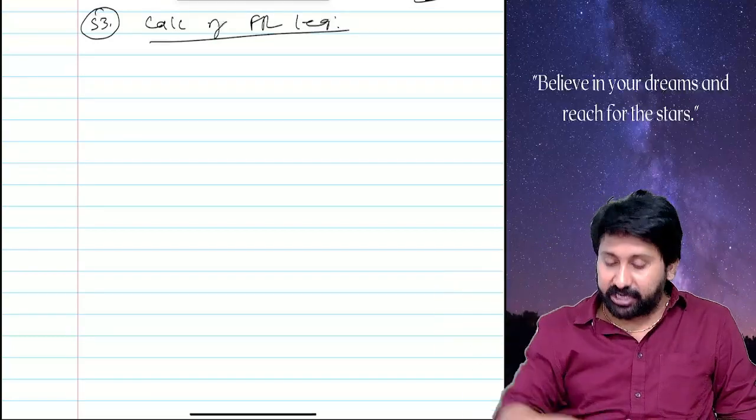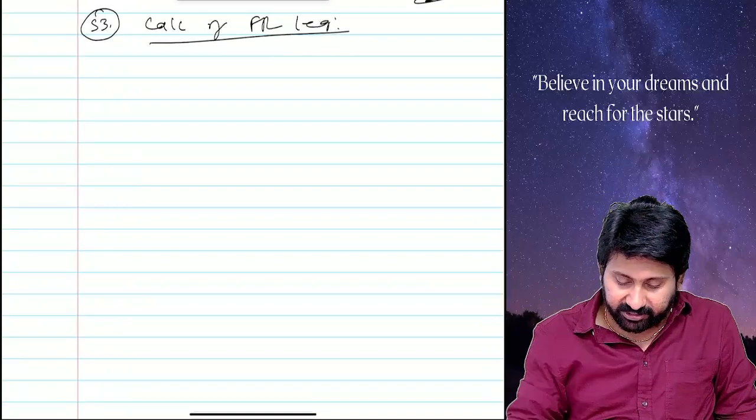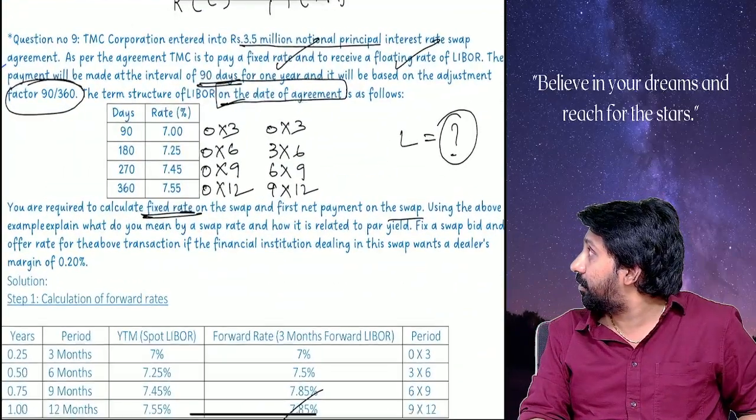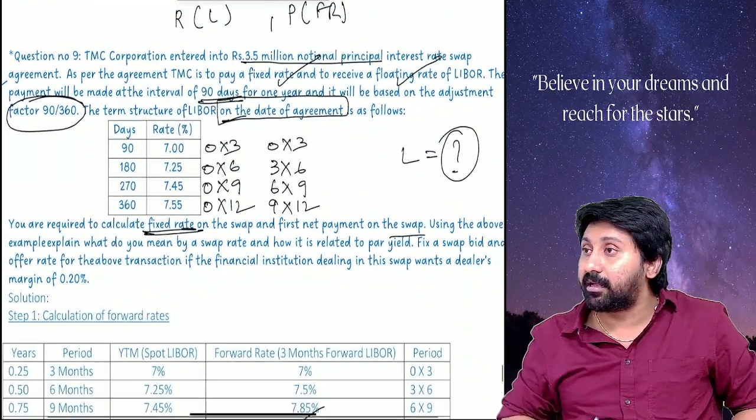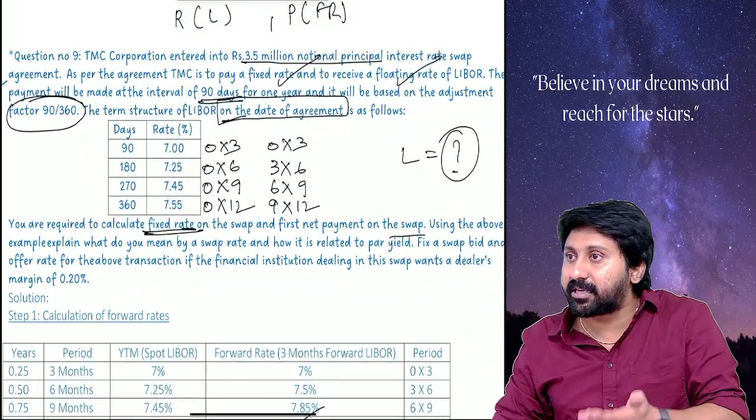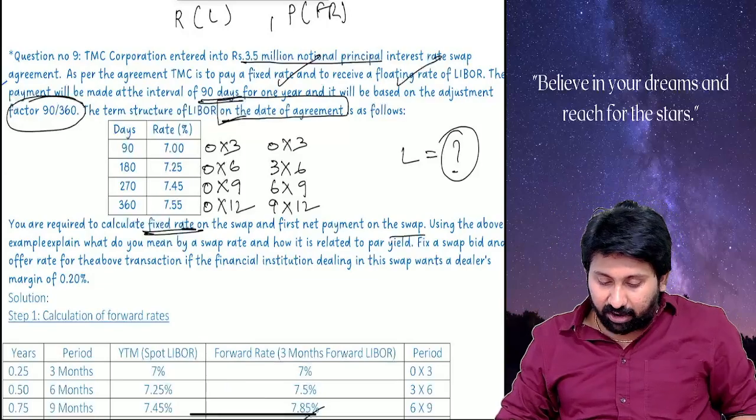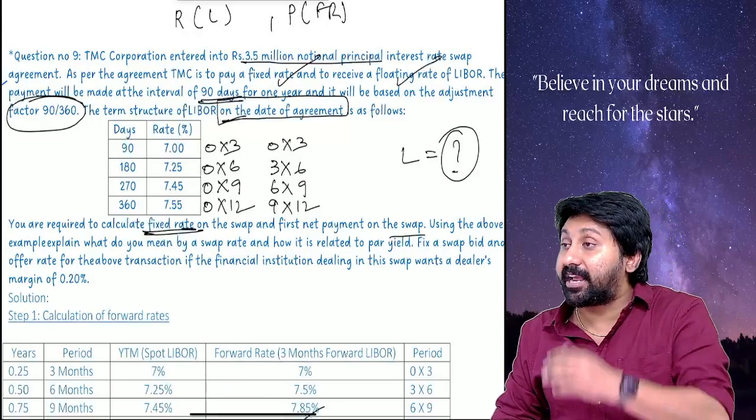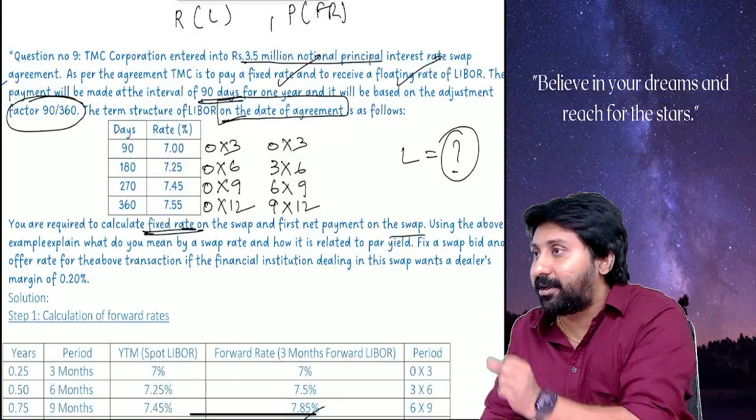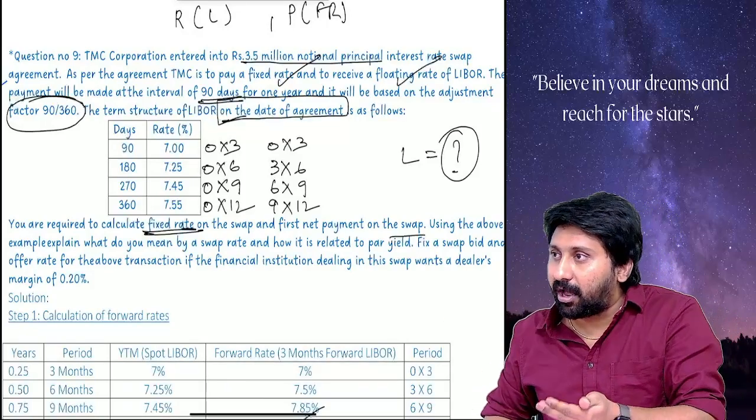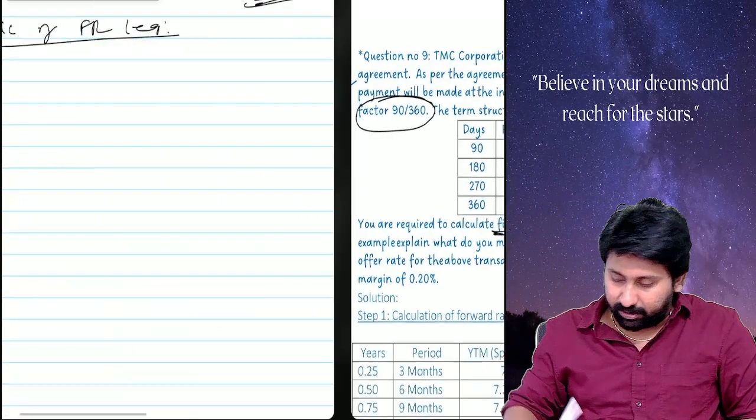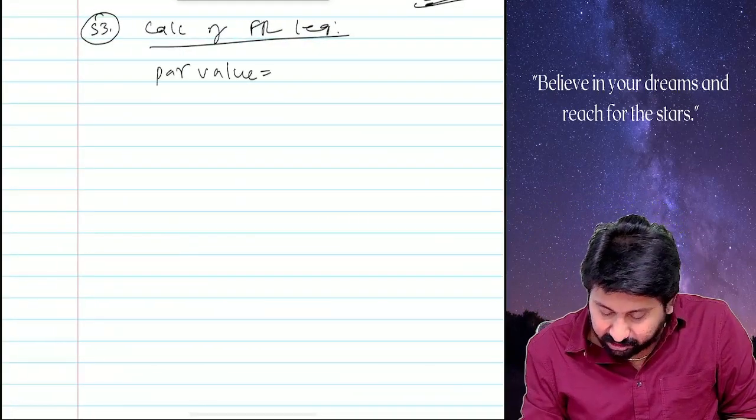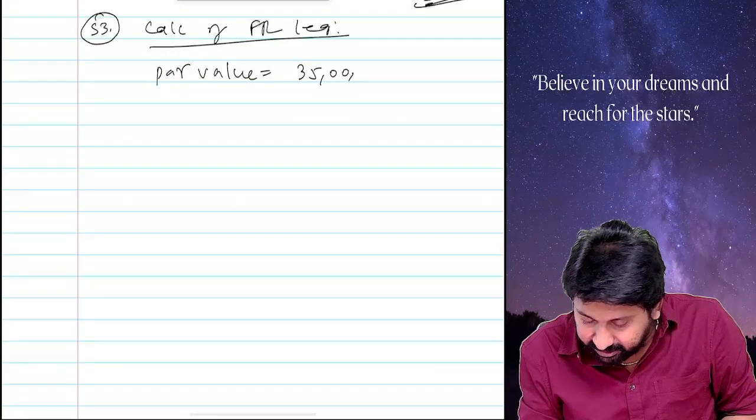You see the question and tell me. Don't give rush of blood answers. See the question and tell me. What is the notional principal? 35 lakhs. How much? 35 lakhs. Okay. Now answer my question. What is this 35 lakhs? This is the notional principal. Technically, can I call it the par value of the bond? Yes, sir. Can I call it a par value of a bond or not? Okay. So tell me, what is the par value of the instrument now? 35 lakhs.